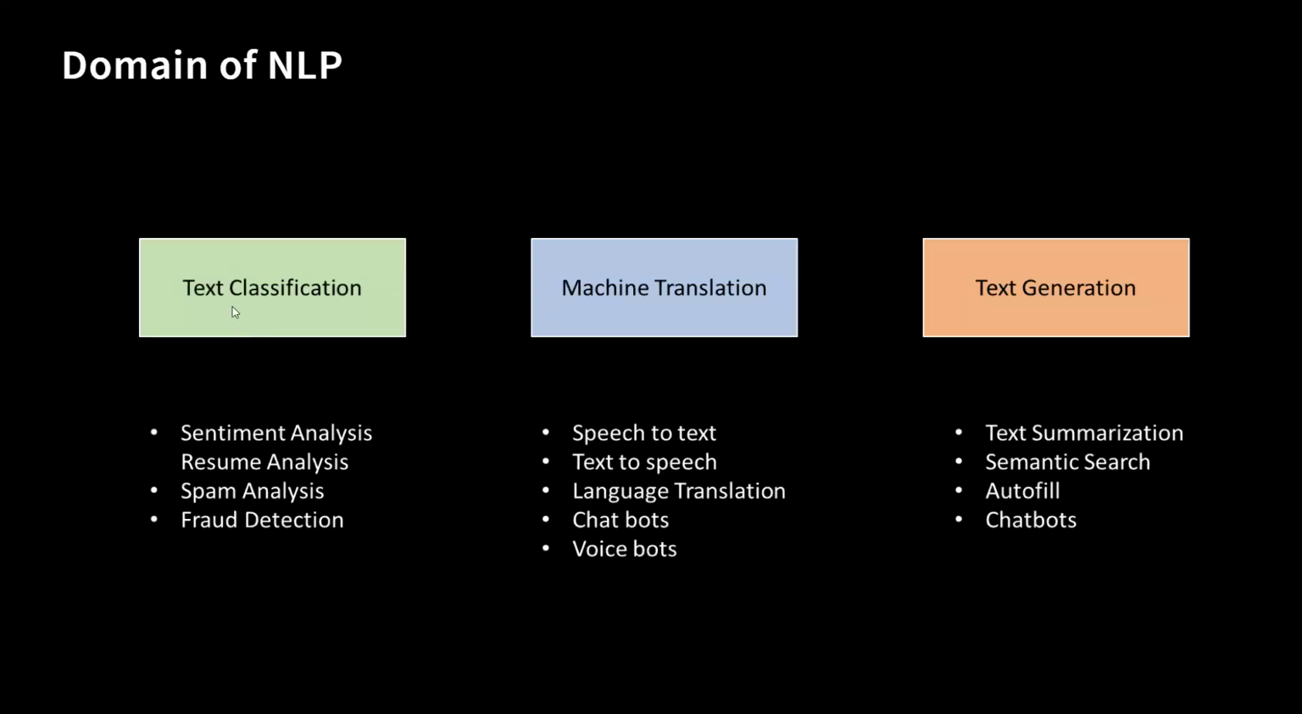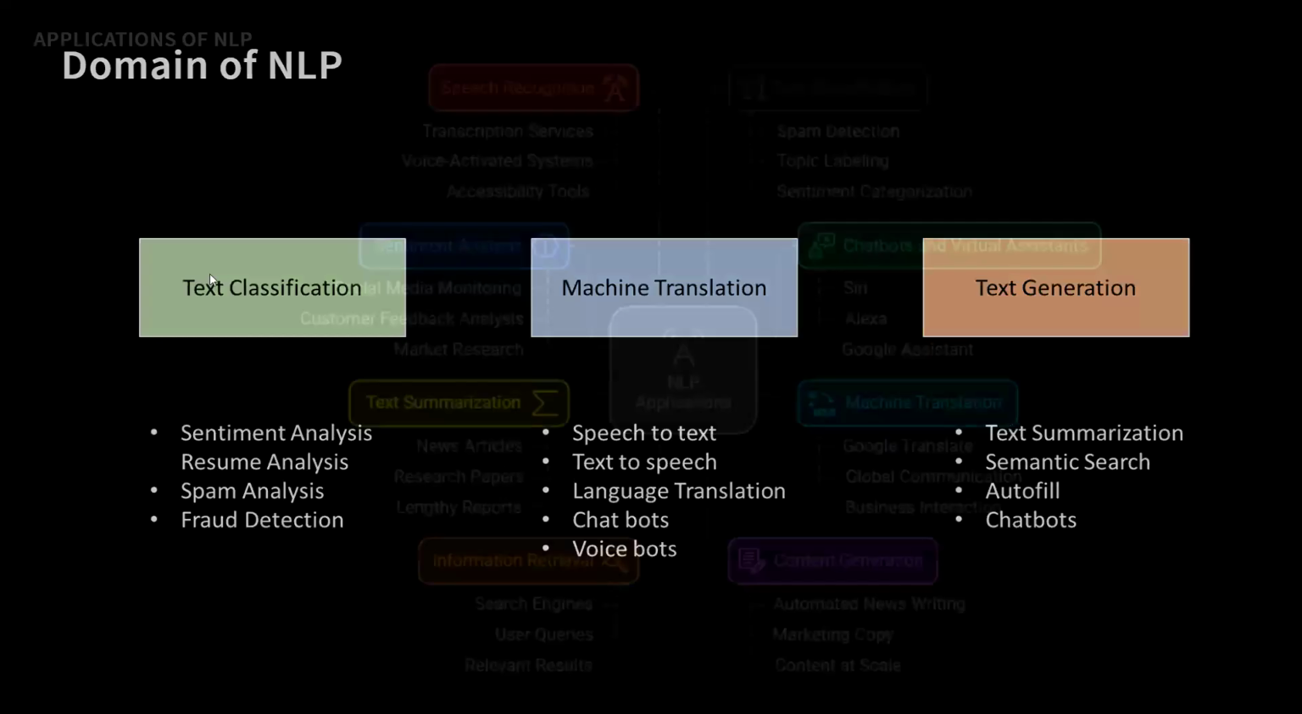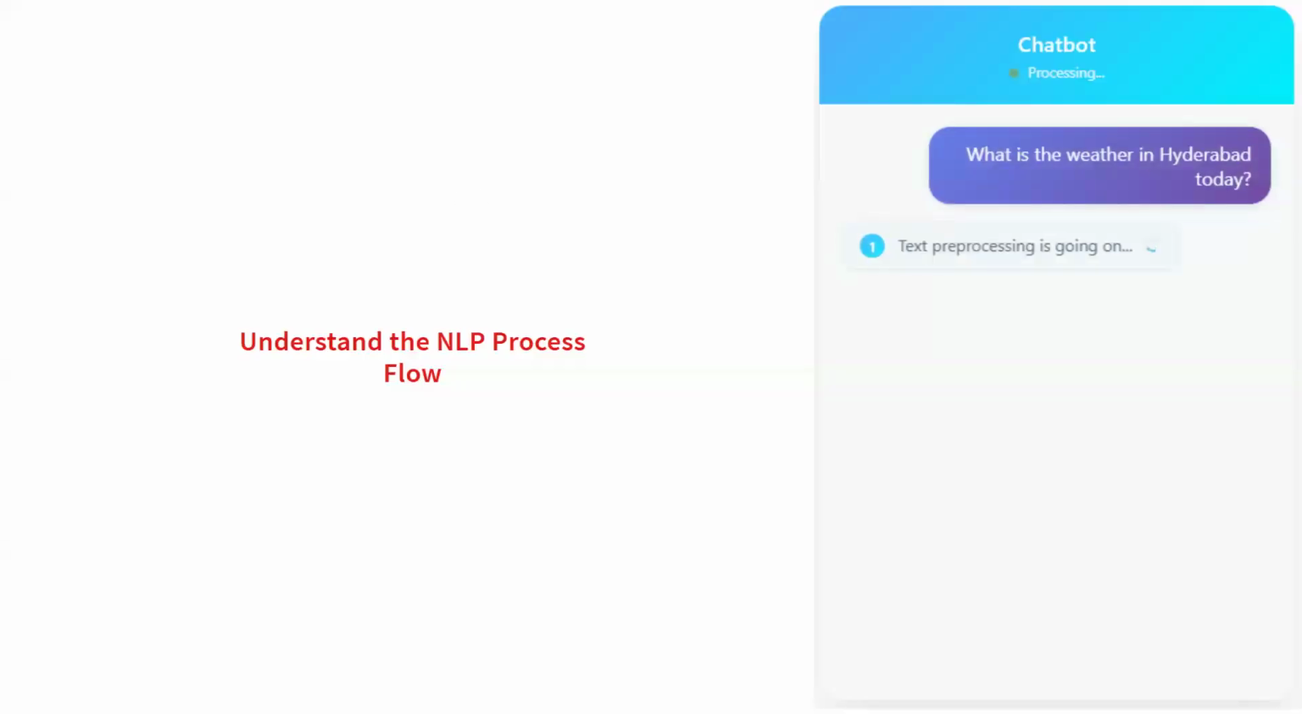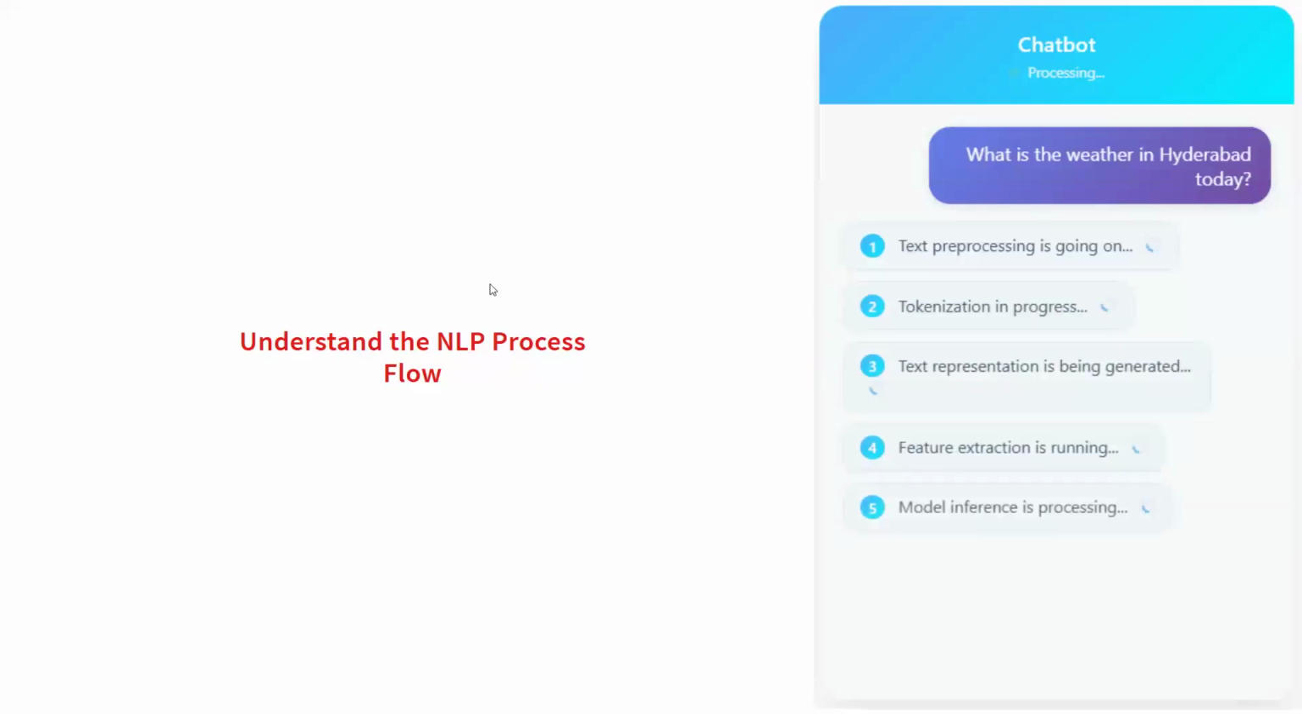And then, yeah, so the domain of NLP is able to do these three main important things: text classification, machine translation, or text generation. Okay, so whatever we discussed earlier, the same I have represented over here. There is nothing new. This is our class today. We will understand the NLP process flow.